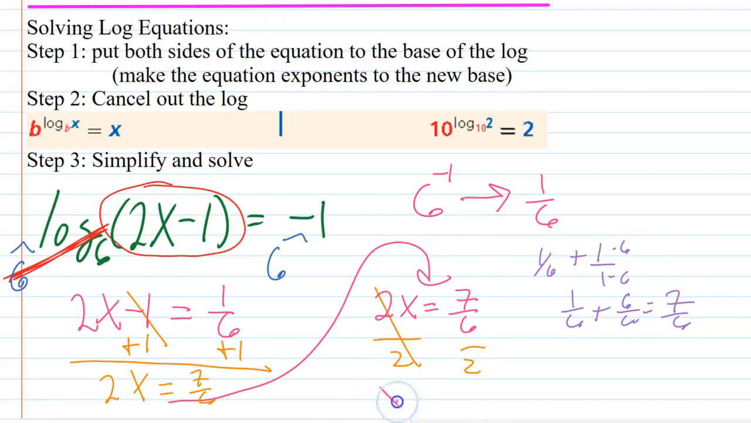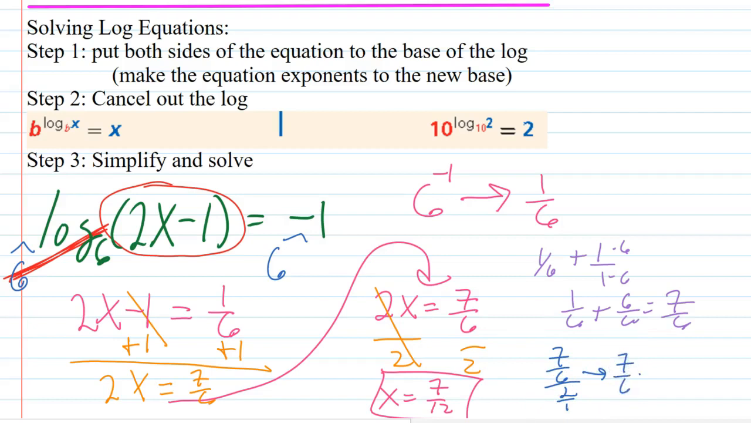And that gives me an answer of x is equal to 7 over 12. For those of you that don't remember how to divide a fraction by a fraction, we had 7 over 6 divided by 2. Remember, 2 is over an invisible 1, so that's a fraction divided by a fraction. When we divide fractions, we invert the denominator and multiply.